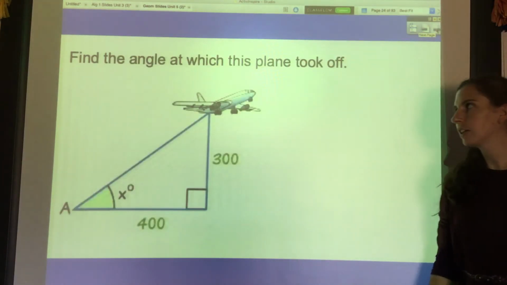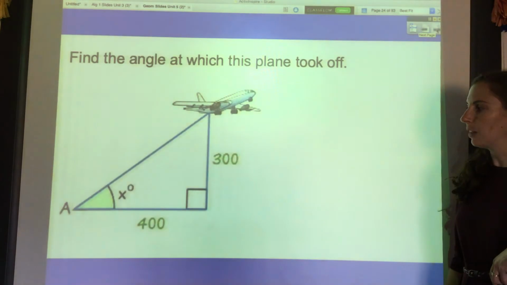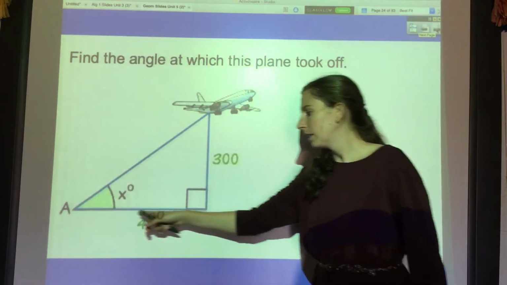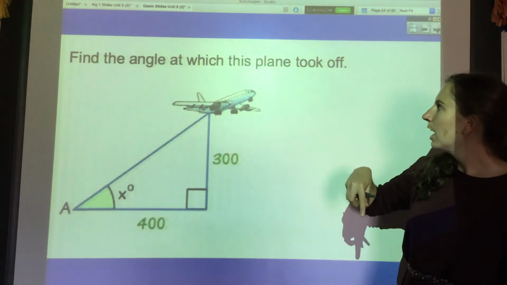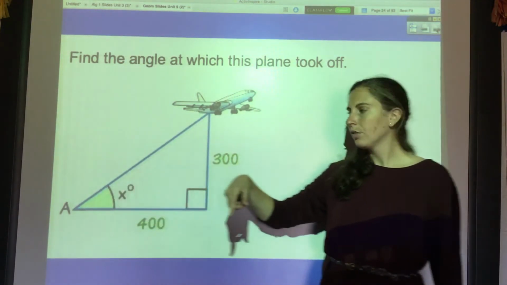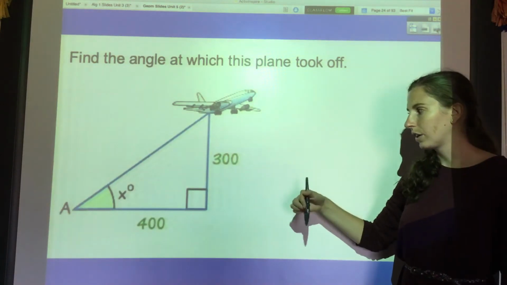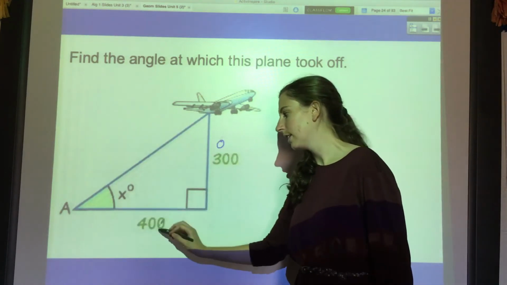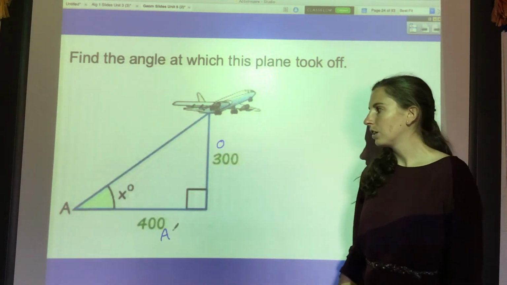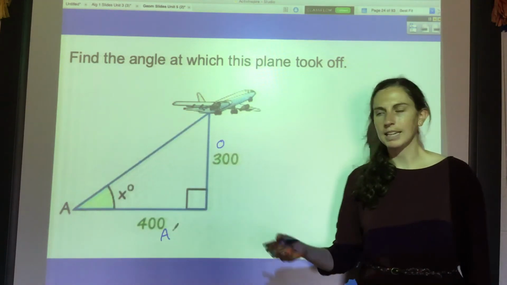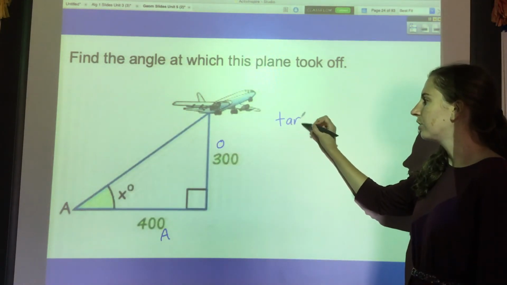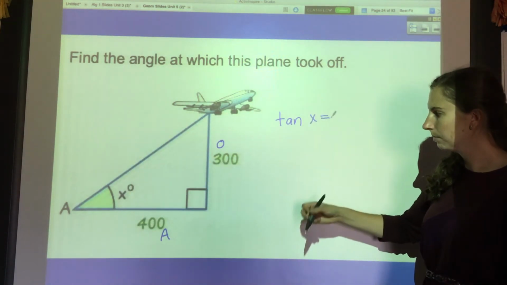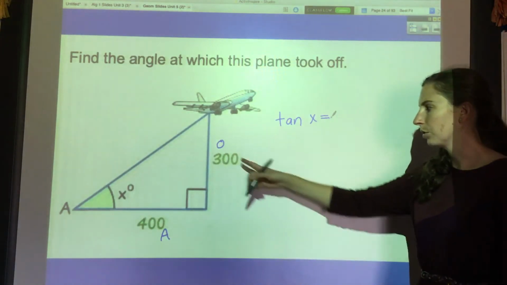Okay, let's look at a plane here. This plane is currently at 300 feet, or I don't know what the units are. It's traveled 400. I want to find the angle at which it took off. So I can set up a trig function here. This is the opposite side, and this is the adjacent side. The trig function that has to do with OA would be TOA, tangent. So the tangent of x equals opposite over adjacent, 300 over 400.